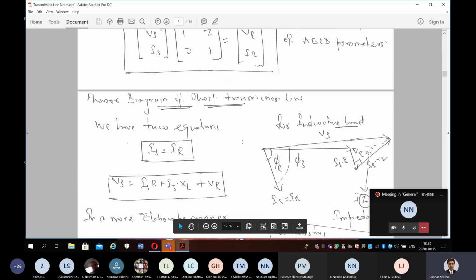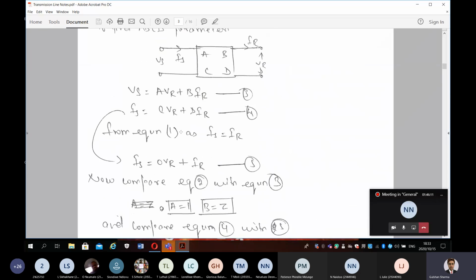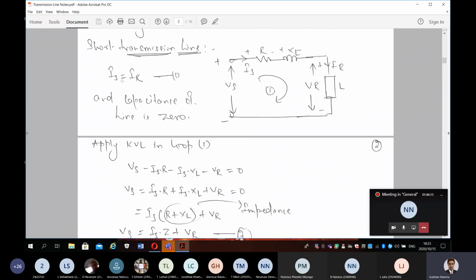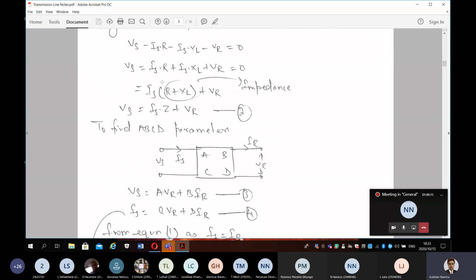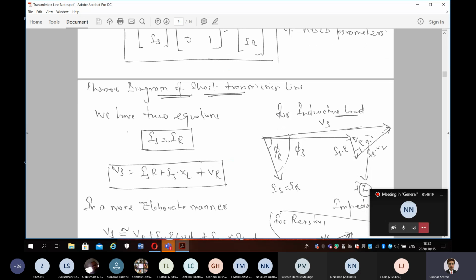So now we have to draw the phasor of the short transmission line. Okay, we have two equations. Whenever we draw the phasor, we satisfy our equation. The first equation we have seen here is Is equals IR, and the second is this equation. So I have written these equations here: Is equals IR and Vs equals Is into R plus Is into XL plus VR.